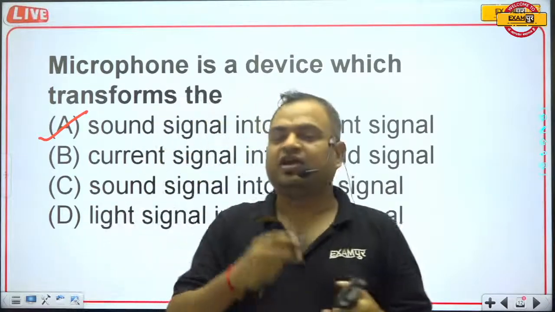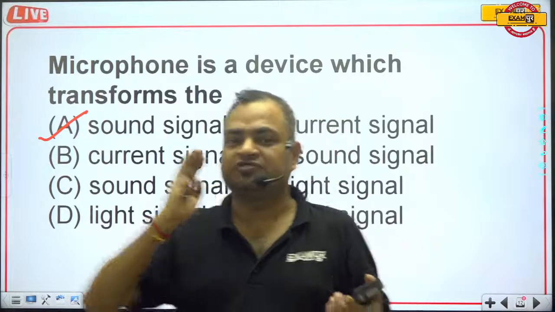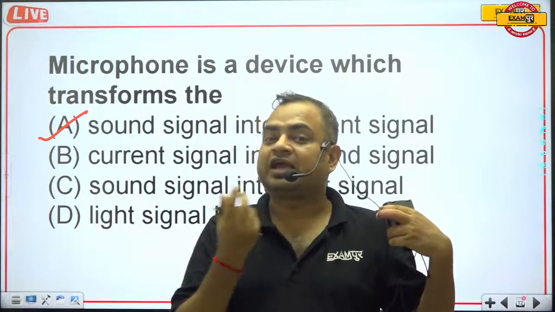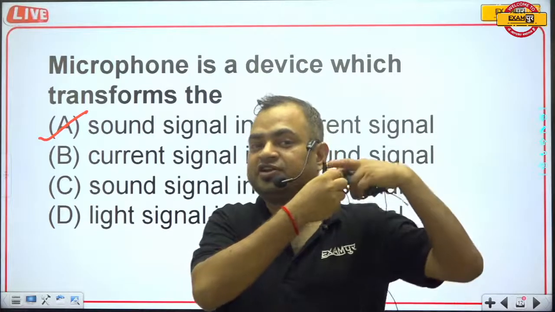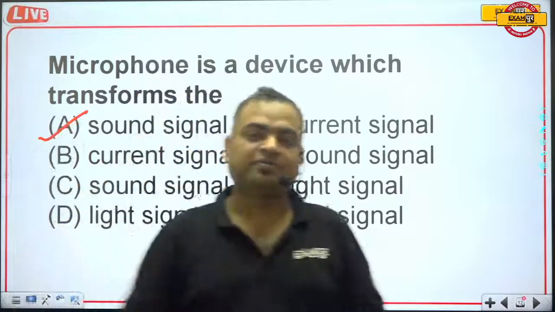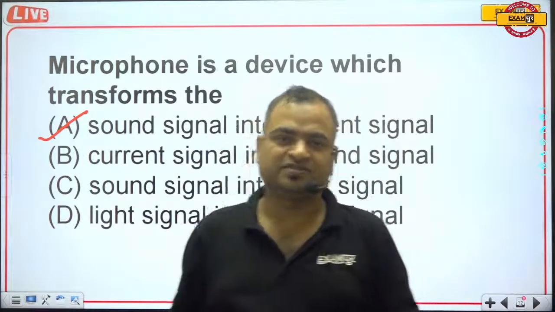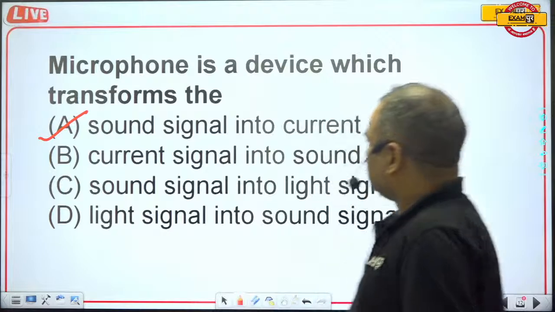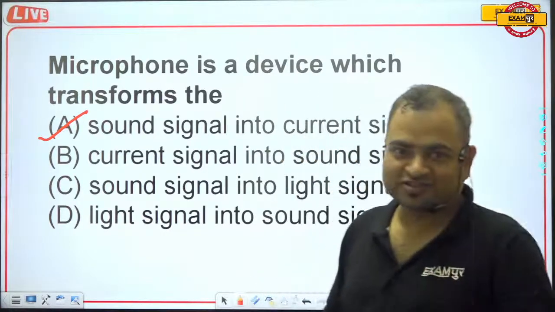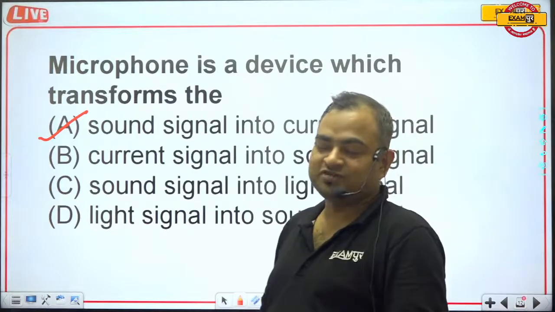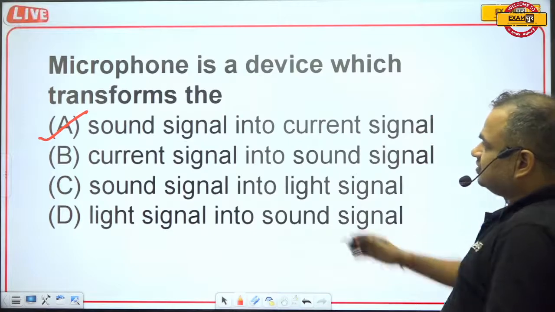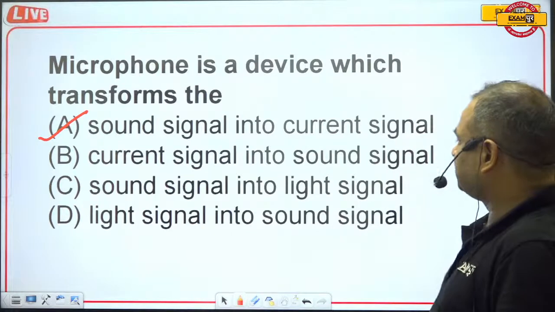connected to the camera. And in this way, when the teacher speaks, this microphone captures the sound and converts it into an electric signal, and this electric signal goes to the camera, and then the camera mixes it with the video. Then that video is transmitted to you, so that you can watch that video and listen to my voice. Okay, so here this is the correct answer, sound signal into current signal.